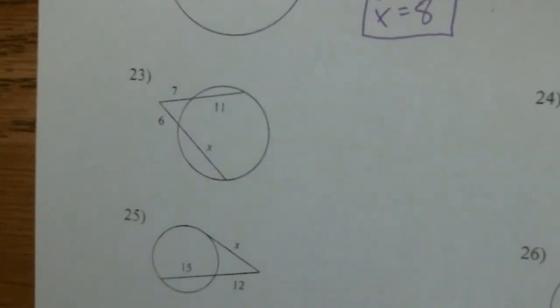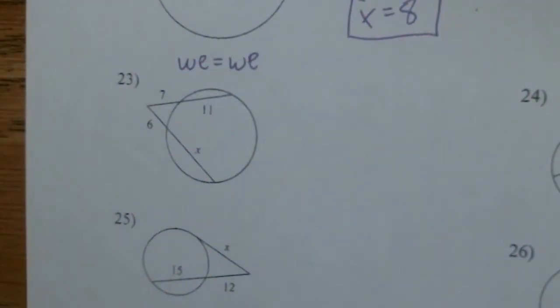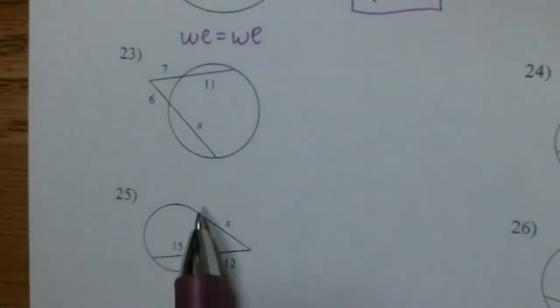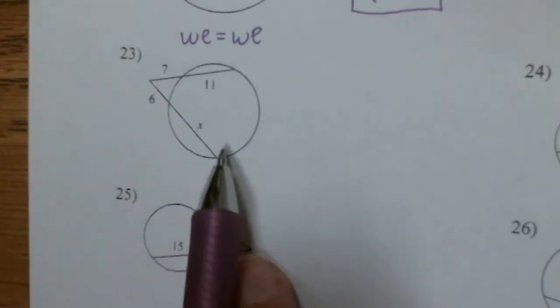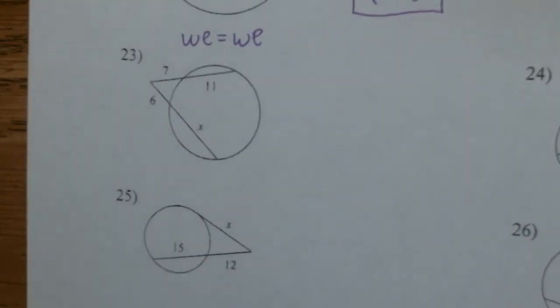Okay, move on to 23. PP, WW, or WET. This is WW. How do you know the difference between WW and WET? WET has a tangent. 25 is WET. How do I know I have a tangent? This line is touching the circle in one point. Here these are just two segments. We don't have any tangents, so that tells me this is WW.